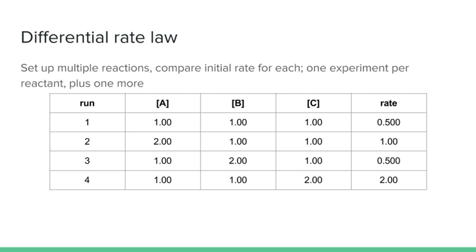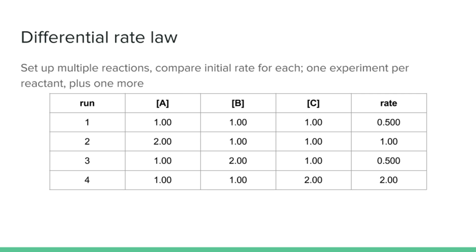Then run 2, we've changed A, and it's running at a rate of 1 molar per second. And reaction 3, run 3, we have changed B, and it's running at a rate of 0.5. And reaction 4, we have changed C. And just by comparing each of these reactions, in a pairwise fashion, we can get the order of the reaction for each of our reactants.